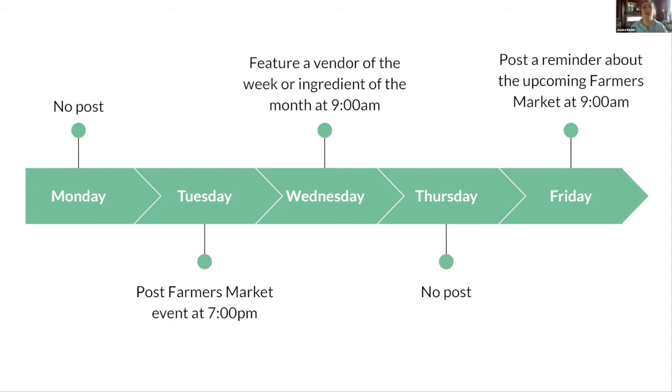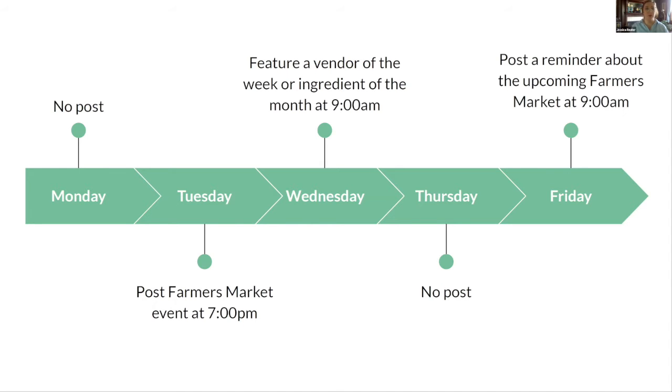Then Wednesday in the morning, you would post a photo of one of your vendors or whatever's in season. Then Thursday, you take another break. And then Friday morning, a reminder about what's coming up at the market on Saturday or whatever that would be. And so being able to put it in calendar form usually helps people plan it out. It gives you a schedule to stick to, where Tuesday, you're giving basic information.